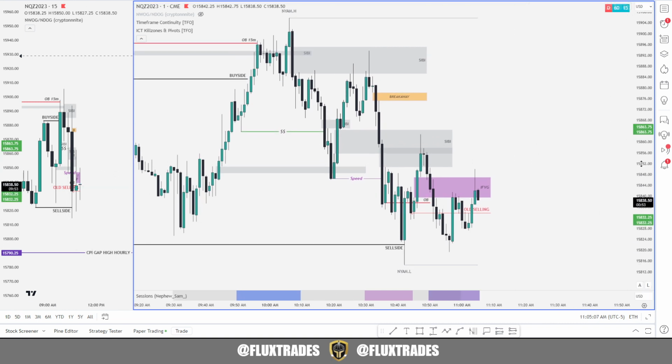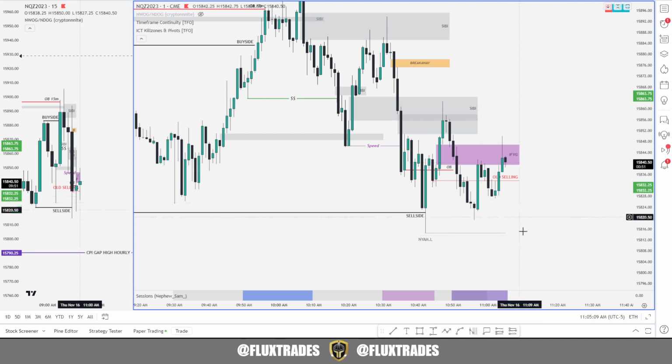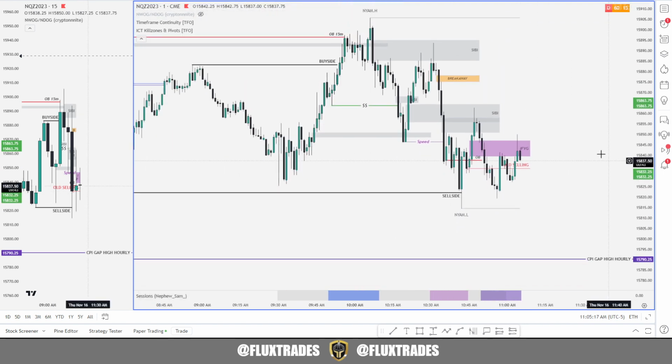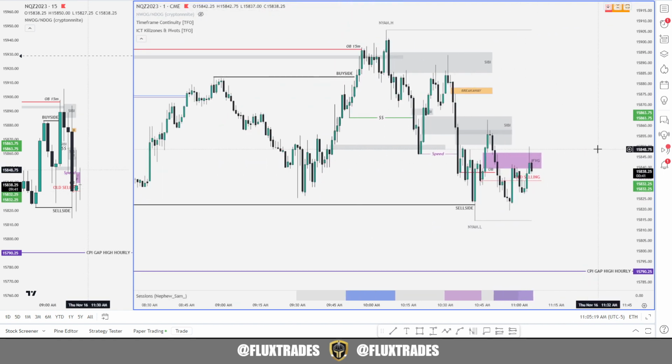But we'll end the stream there. I'm still watching for the CPI gap. We are decently close, but I'm not really interested in this meandering around. So if you want any backtesting data, if you have any questions, shoot me a DM as always.